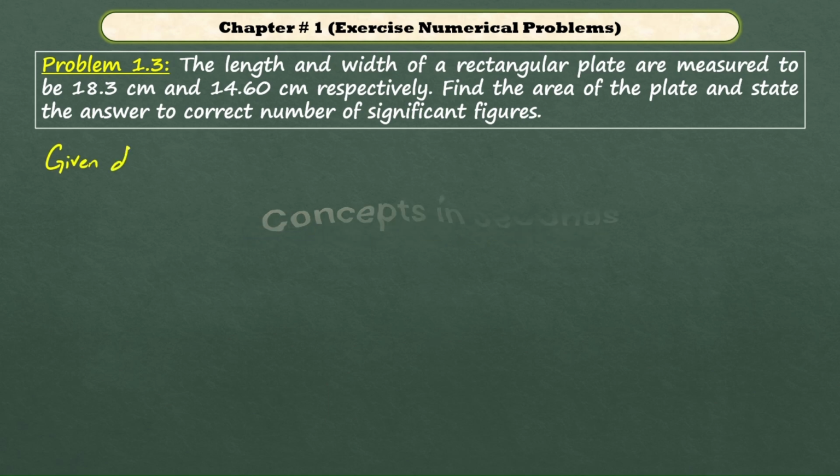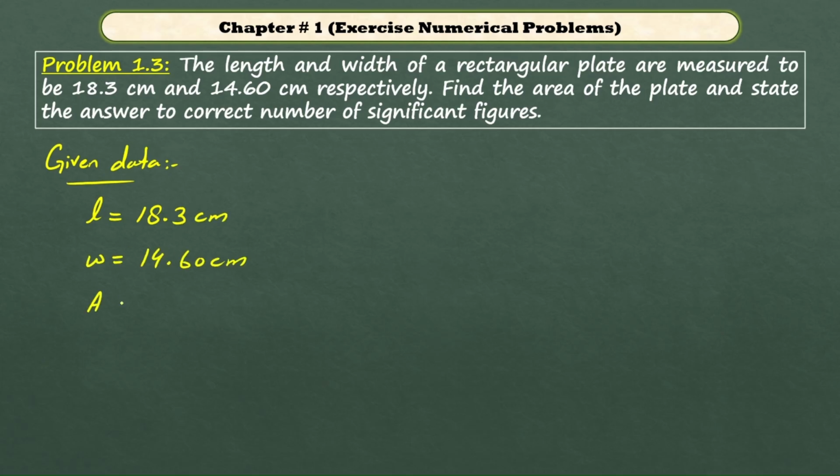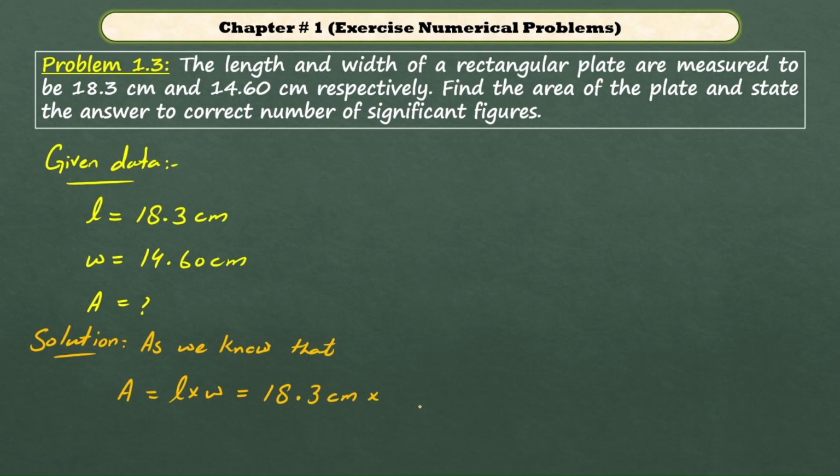Given data, length is equal to 18.3 cm and width is equal to 14.60 cm. So A is equal to question mark. Solution, as we know that A is equal to length into width. By putting the values of length and width, it becomes equal to area is equal to 267.18 centimeter square.